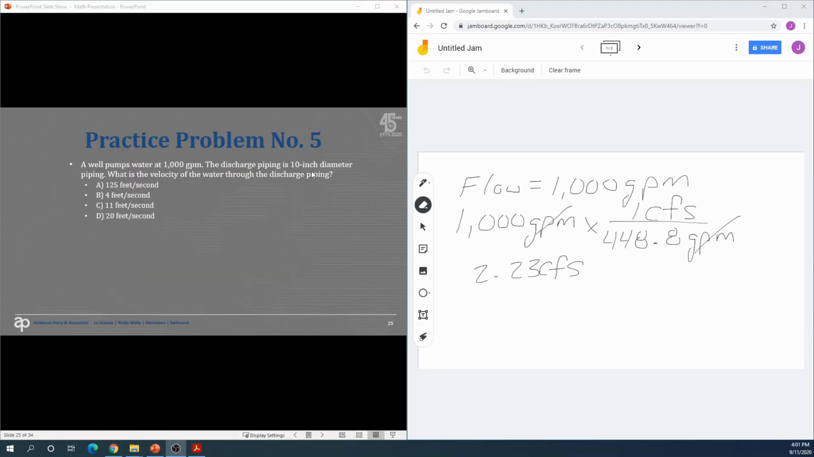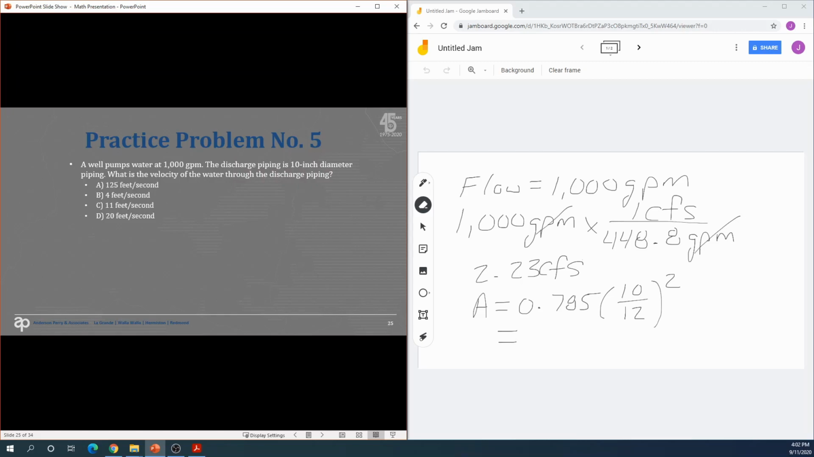So next, let's find our area. We know our diameter is 10 inches, but again, we want to solve everything in feet. So our area is going to be equal to 0.785 times our diameter, which is 10 divided by 12 to get us to feet, squared. So again, if we're following PEMDAS, or the order of operations, we want to do parentheses first.